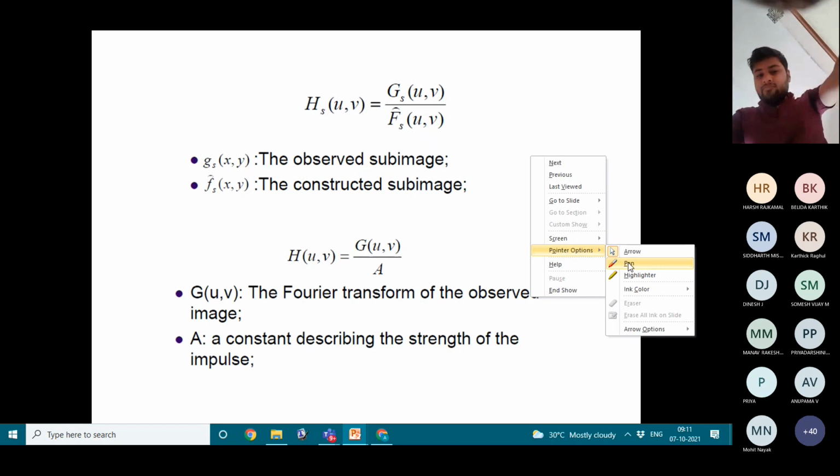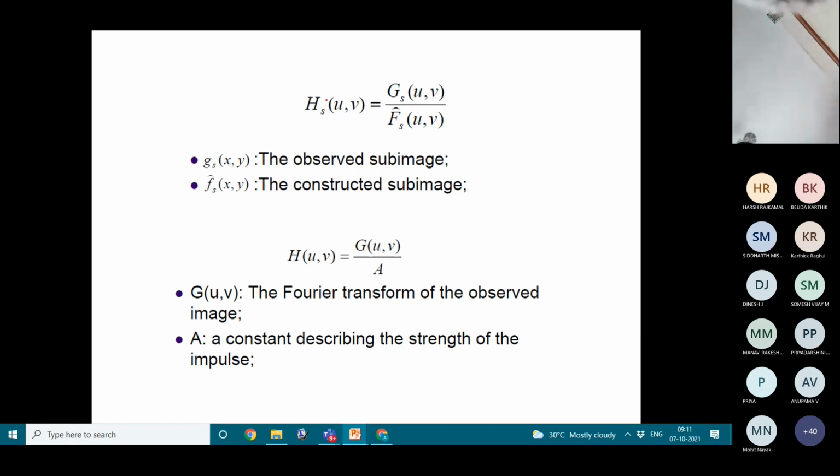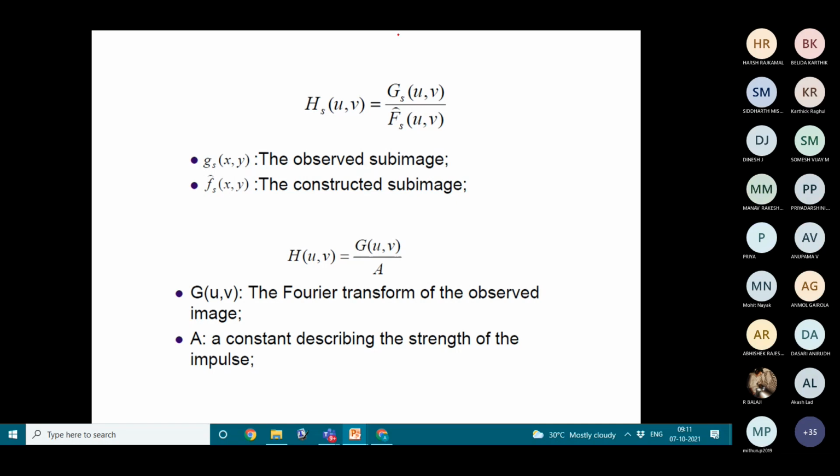The estimation can be done as follows. Here Gs is the Fourier transform of the observed subimage. You have to understand this is the subimage, not the original image. Gs divided by F̂s, which is the constructed image. These two are Fourier transforms, and H is the output, when we take the ratio between Gs and F̂s.